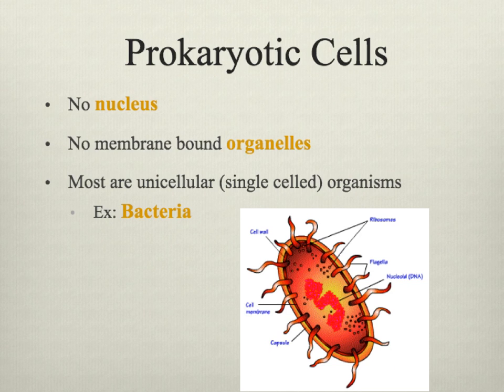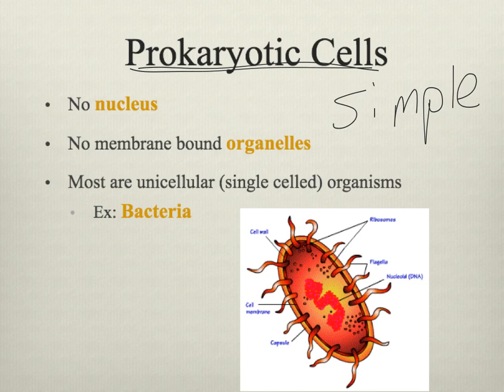And then to finish up this screencast, the difference between prokaryotic cells and eukaryotic cells, I'm going to hit this real quick because we're going to spend more time next week talking about it. But prokaryotic cells are going to be your very simple cells. All right? They have no nucleus. They have no membrane-bound organelles, and most of them are single-celled organisms. So bacteria are your example of prokaryotic cells.